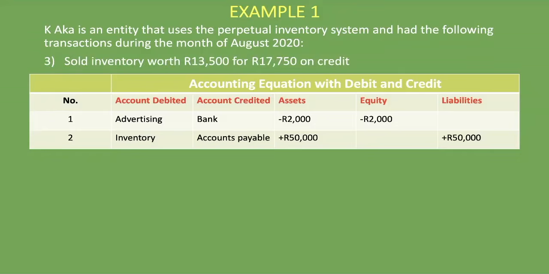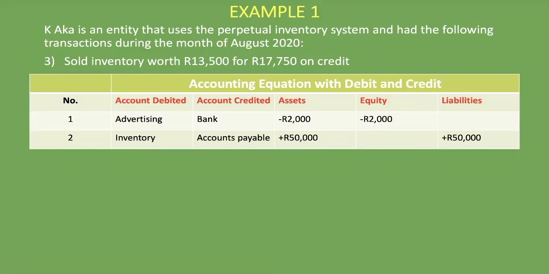We're told here that we sold inventory worth 13,500 rand for 17,750 rand on credit. Now, we are using the perpetual inventory here again, so we'll have two transactions taking place here. Whenever you sell your inventory using the perpetual inventory system, you have two transactions involved. We're not going to go into great detail here because we went into great detail on our other lessons that I've been alluding to. So let's get into it.